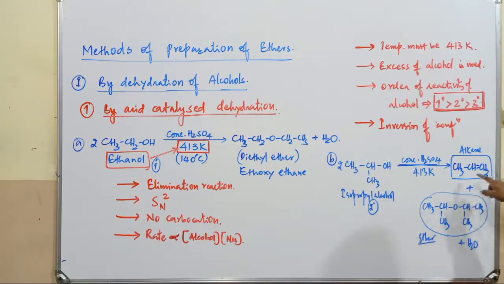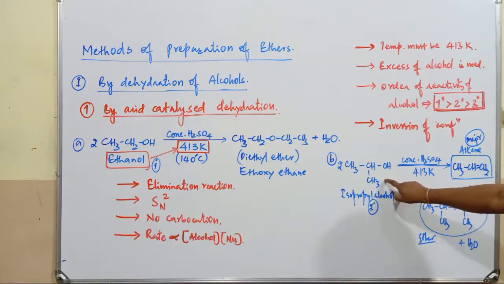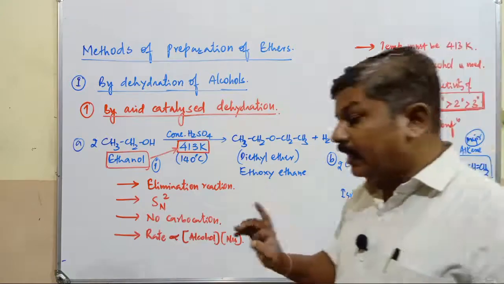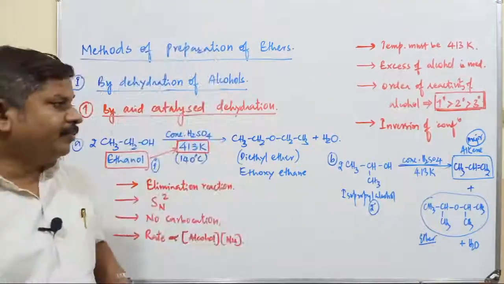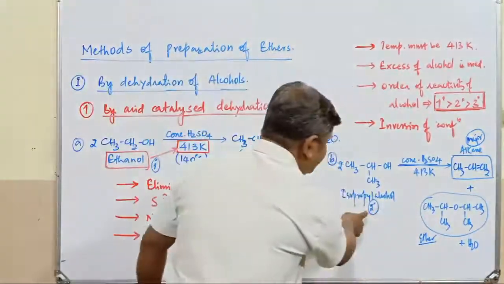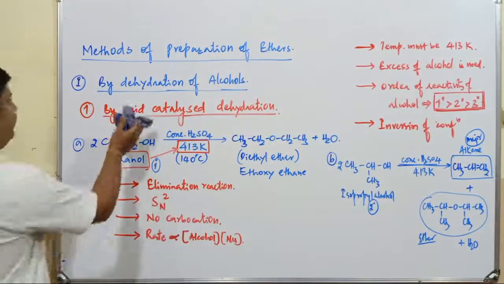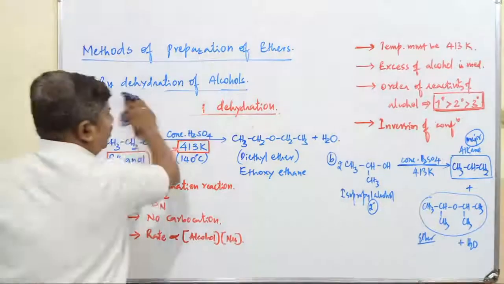So in case of this alkene and ether, the alkene is the major product because of dehydration compared to this particular ether compound. Whenever secondary alcohols are used, remember formation of alkene as well as ether takes place, but alkene is the major product compared to the ether compound. This is with respect to which alcohol? Secondary alcohol. What happens when we start with the tertiary alcohol?